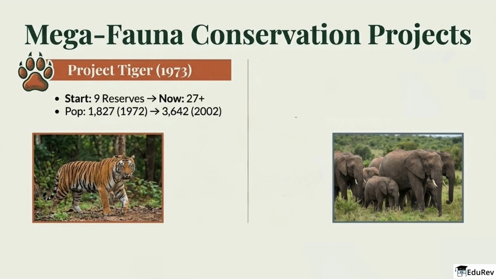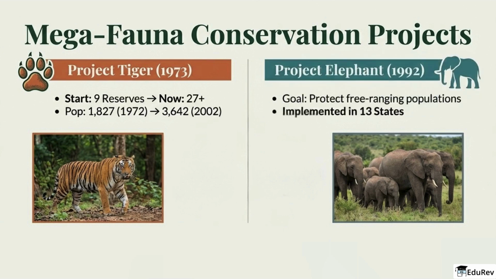1,827 tigers in 1972, rising to 3,642 in 2002. That shows why tiger conservation became the flagship model. Then comes Project Elephant, launched in 1992. Its goal is to protect free-ranging elephant populations, and it is implemented in 13 states.